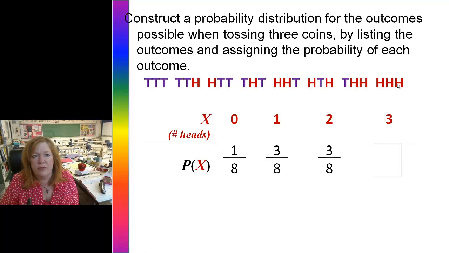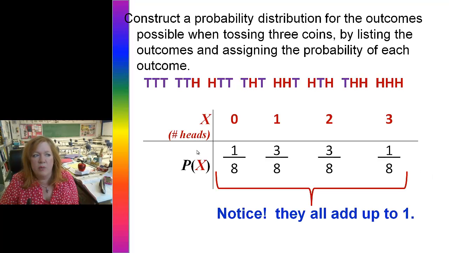And 3 heads, it's only 1 out of 8. So, a couple things I want you to notice here. These are all less than 1, between 0 and 1. Probabilities cannot be negative and they cannot be bigger than 1. Also, if I added them all up, I would get 1. 1 plus 3 plus 3 plus 1 is 8. 8 over 8 is 1. That always has to be the case.